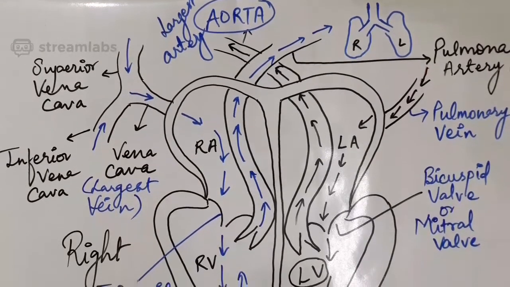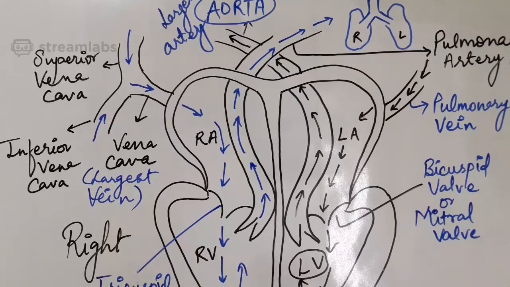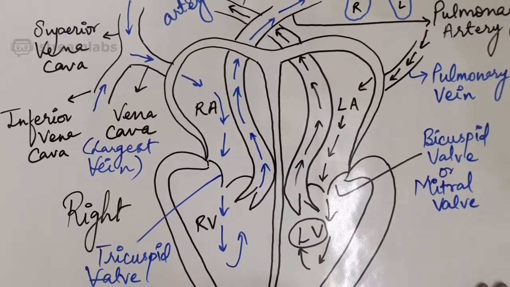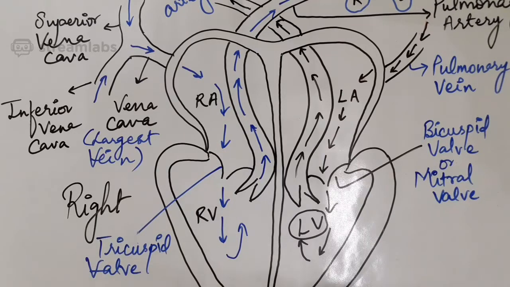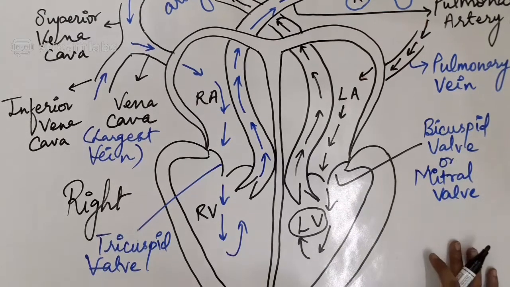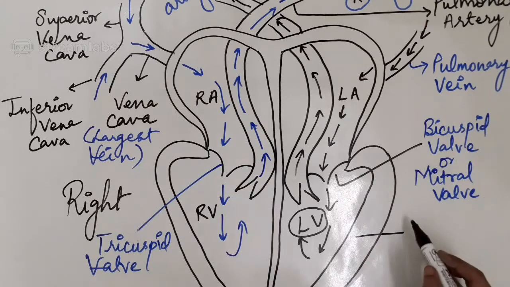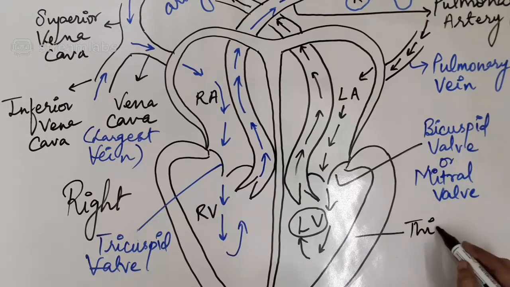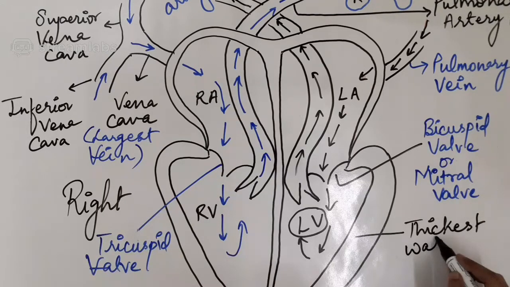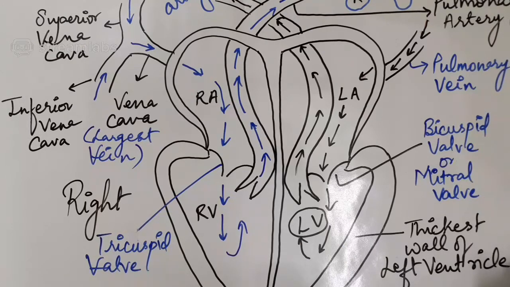This is how the structure of the heart shows how the blood comes into the heart and is given away from the heart to different organs of the body. I told you the thickest wall of the heart is that of the left ventricle.